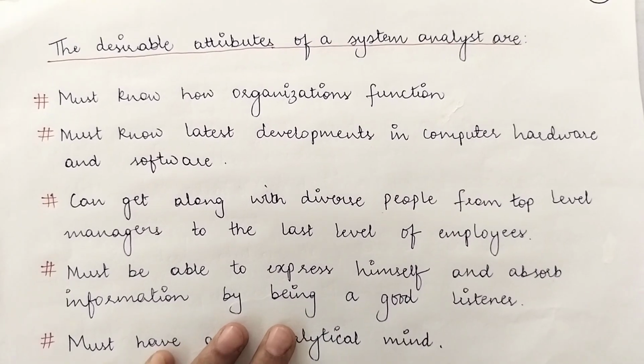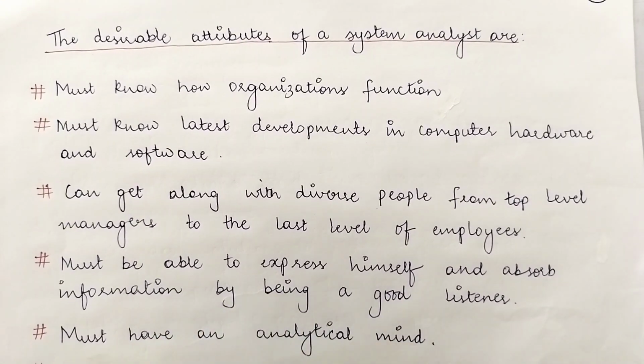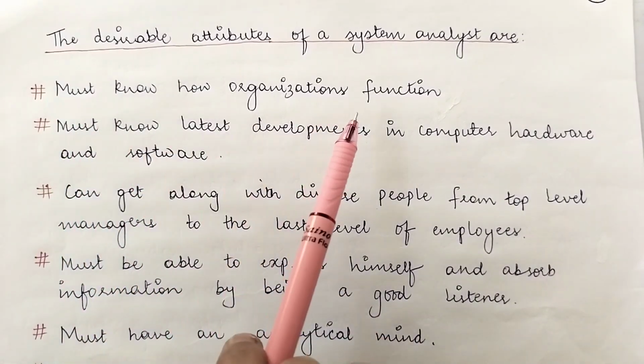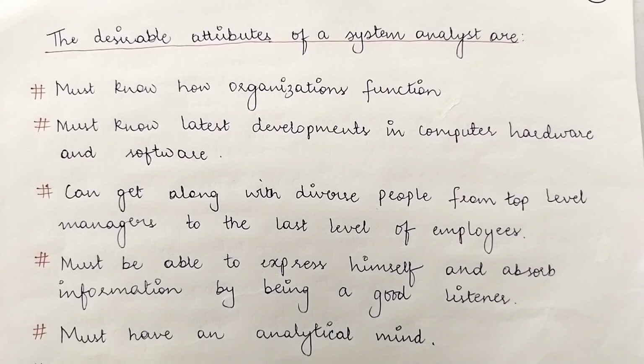Now, let's look at the desirable attributes of a system analyst. What are the desirable attributes that a system analyst should have? First of all, a system analyst must know how organizations function. There are different organizations, and all organizations function differently. He cannot use the same approach of designing an information system for all the organizations.